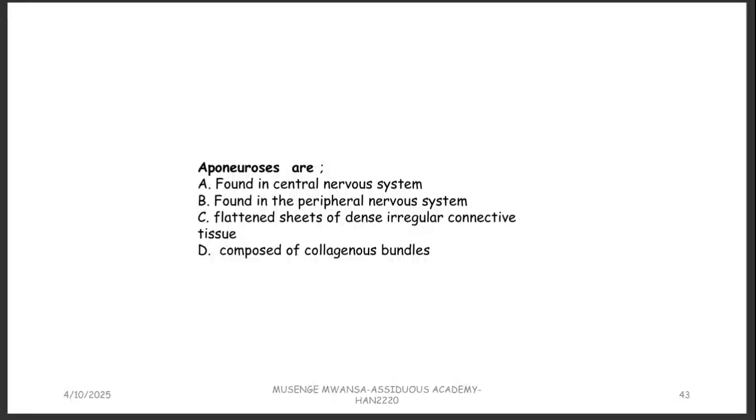Aponeuroses are found in the central nervous system, found in the peripheral nervous system, flattened sheets of dense, irregular connective tissue composed of collagenous bundles. Which one can you pick? Okay. C would have been correct, but it's not made up of dense irregular, but dense regular. So that is what makes C not correct. Which other option are we able to pick? So it's made up of collagenous bundles, all right?